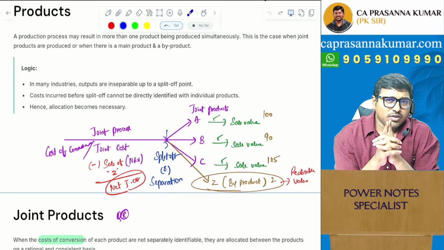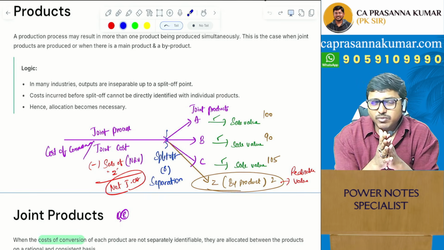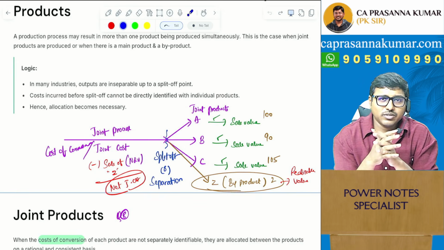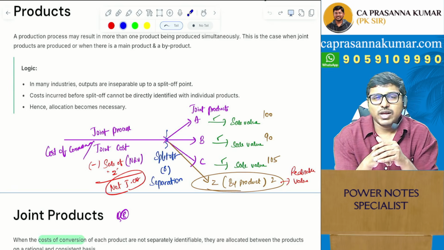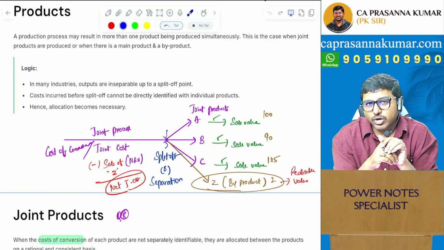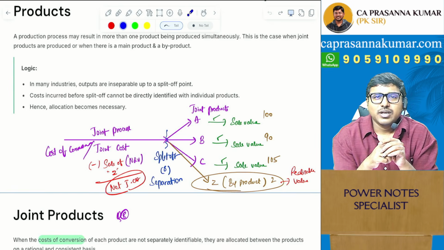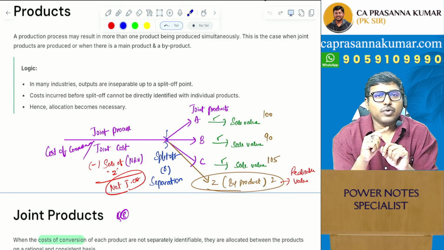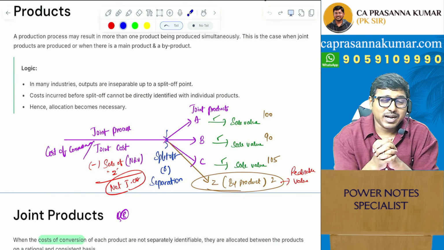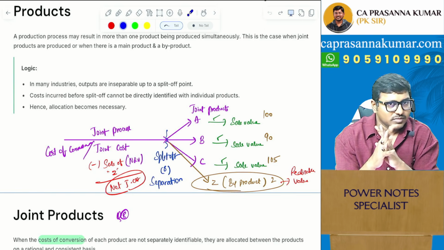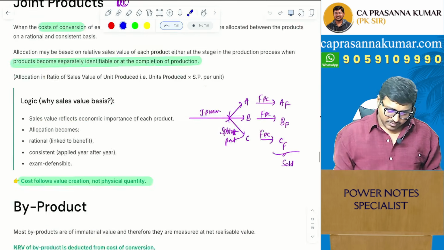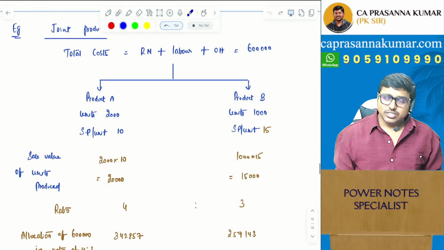Find out the sale value of the byproduct. If the byproduct is further processed, reduce that. You'll get the net sale value, the net realizable value. You reduce that from the joint cost and you'll get the net joint cost. This net joint cost you apportion to A, B, and C, or any joint products for that matter, in the ratio of sale value. That's all. To understand that, you can just look at this particular example.